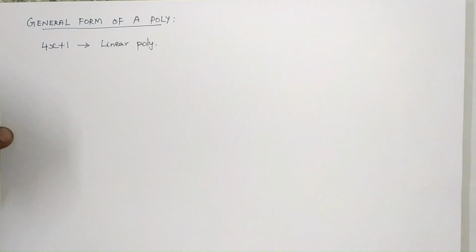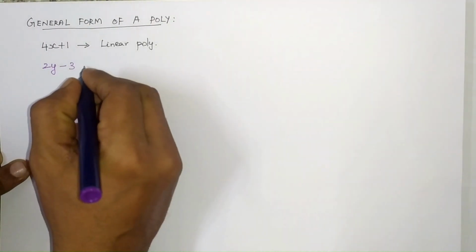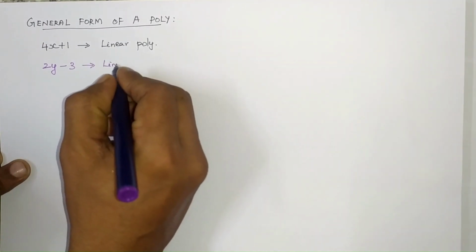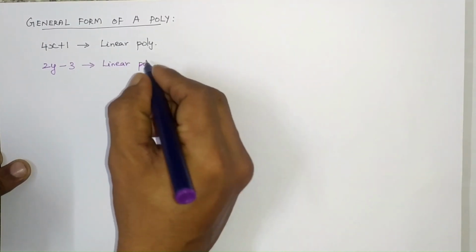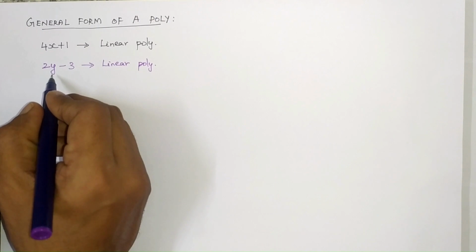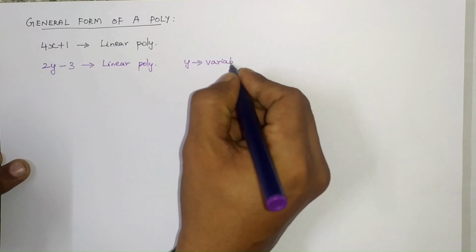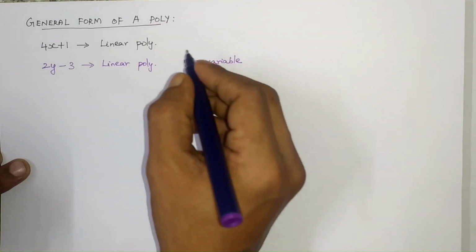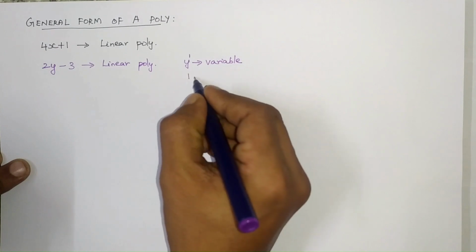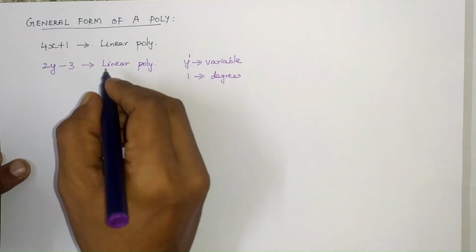Okay. So let us try to write out some more examples of linear polynomials. Say I can write an example, 2y minus 3. So this is also a linear polynomial. Why is it a linear polynomial? Because the degree is 1. Y is the variable, and the degree of y is 1. And hence this is a linear polynomial.